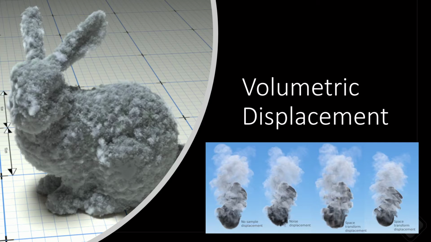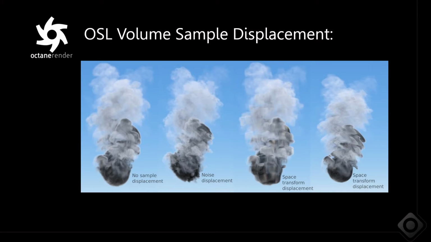I talked a little bit about volume displacement. That's a new feature in Octane 2020 as well. That allows you to take any volume, a VDB volume, for example, and hook up a noise shader to it, an OSL shader, and displace it. And the results are awesome and very fast and instantaneous.